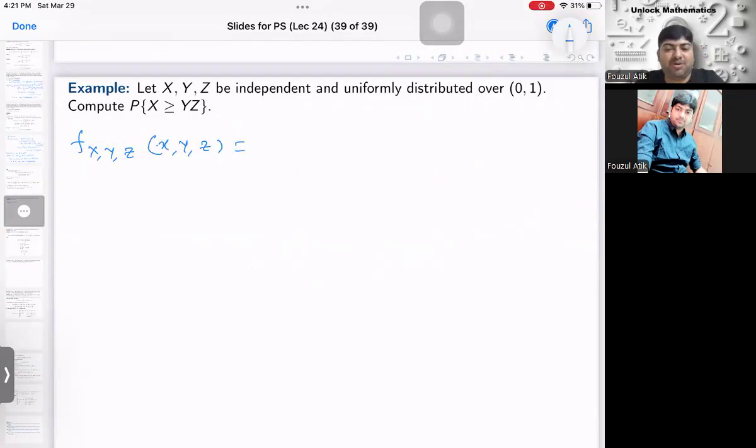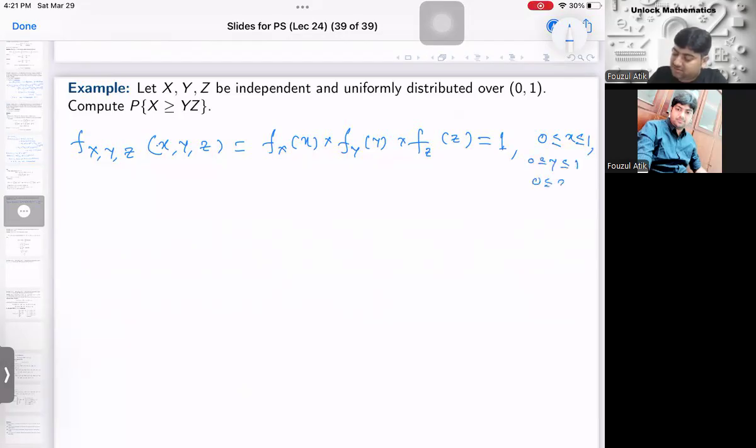That means the joint probability density function of X, Y, Z should be equal to their individual marginal density functions, f_X(x) into f_Y(y) into f_Z(z). But all these X, Y, Z are uniformly distributed over (0, 1). That means what is their density function? 1 by (1 minus 0), so basically 1. So 1 into 1 into 1, this value will be 1. And what is the range? 0 less than x less or equal to 1, 0 less or equal to y less or equal to 1, 0 less or equal to z less or equal to 1. Otherwise this value is 0. So this is the joint density function we got.